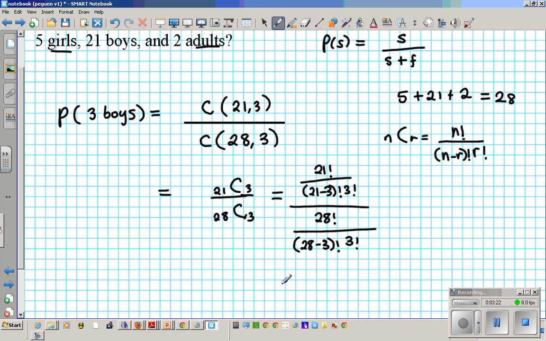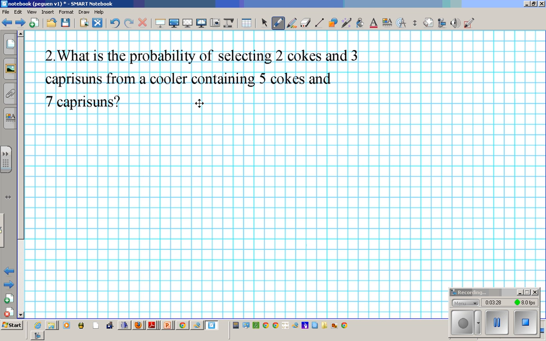All right. Let's go ahead and try another example. Number 2. It says, what is the probability of selecting 2 Cokes and 3 Capri Suns from a container containing 5 Cokes and 7 Capri Suns? So we know probability of success again is success over success plus failure. So for selecting 2 Cokes and 3 Capri Suns, we're going to be doing 2 probabilities. Whenever you have 2 probabilities, the keyword here is and. Whenever you have and, that means you're going to be multiplying probabilities, okay?